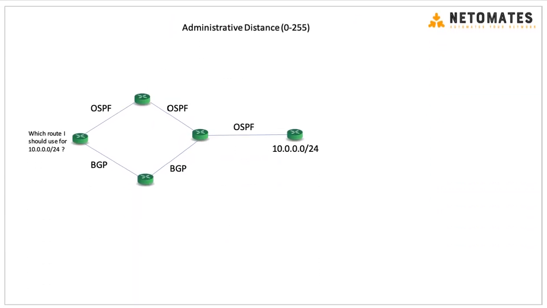So now let's discuss the concept of administrative distance. Let's look at this topology. We have R1, R2, R3, R4, R5. There is a network connected to R5, which is 10.0.0.0/24. Let's say R5 and R4 have dynamic routing enabled. In this case they are using OSPF. So R5 will advertise this route to R4 with the OSPF protocol.